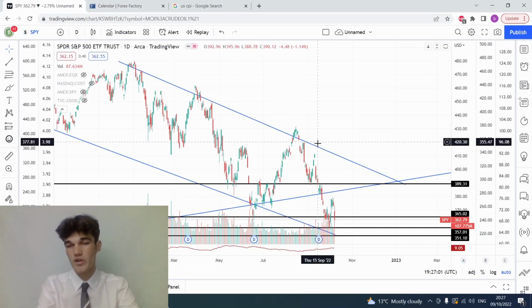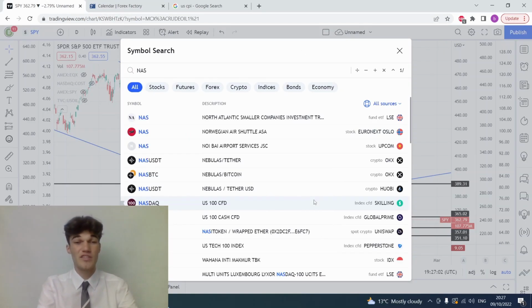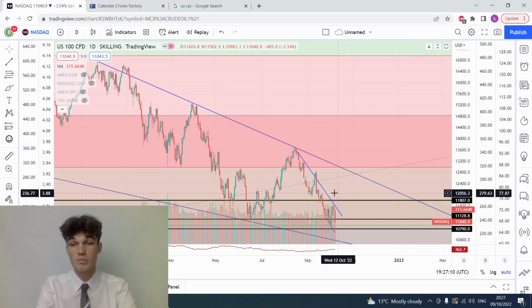Of course, we've got the S&P 500. I've given you my view on the S&P 500. I think it will go up. I do have a position, as I said, in the S&P 500. I've also got a position in the Nasdaq.